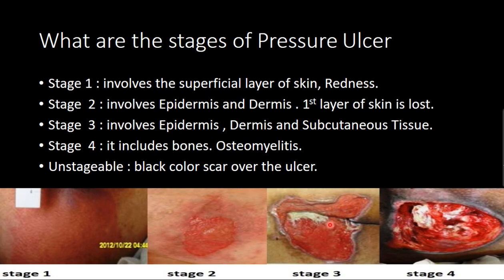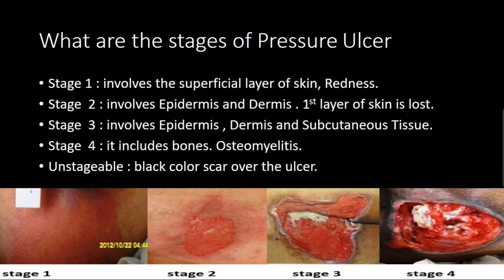Then comes stage 3. It involves epidermis, dermis as well as the subcutaneous tissue. Here you can see. Then stage 4 involves the bones. Then osteomyelitis will be there. Osteomyelitis means inflammation of the bone. Then stage 5 is unstageable. So the black colored eschar will be there all over the ulcer.